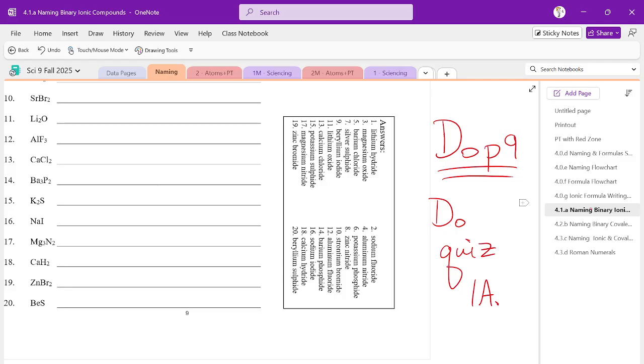When you are done the quiz, you can either bring it to me for marking or bring it to Patrick for marking. Then when you're done, if Patrick marks it, bring it to me so I can record it.